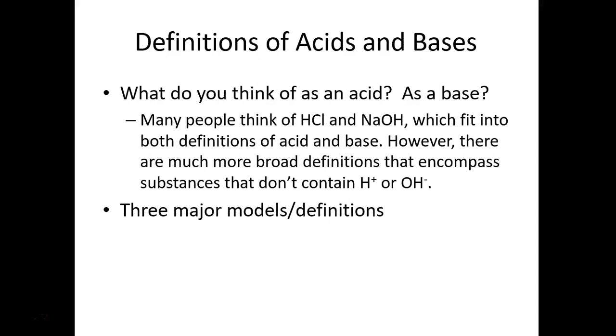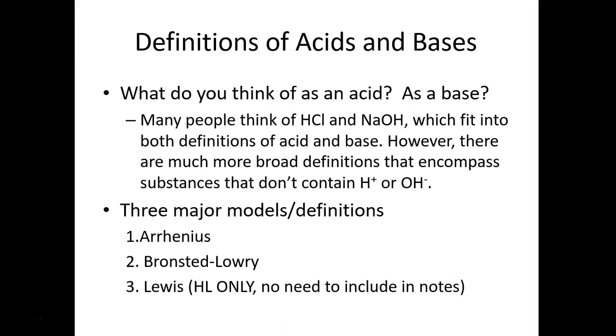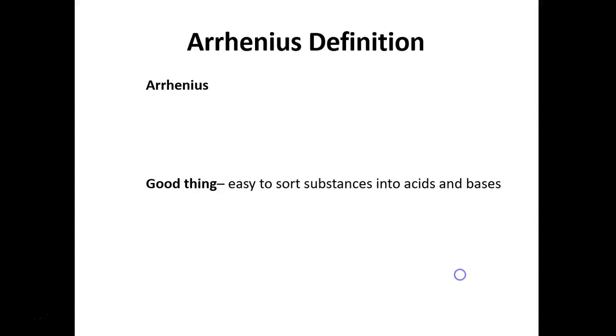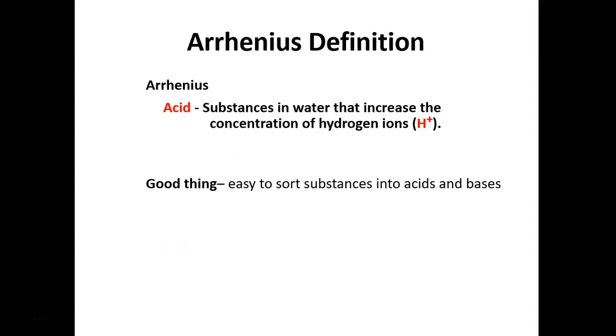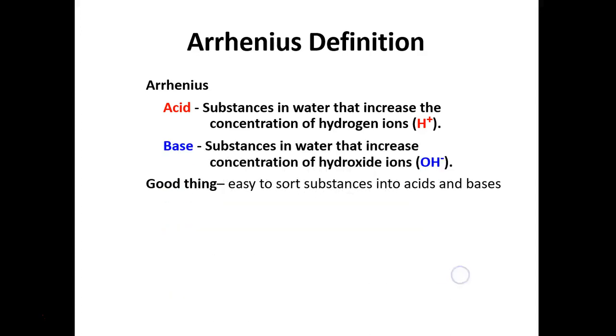Now there are three major definitions, two of which you're responsible for. One is the Arrhenius model, the second is the Bronsted-Lowry model, and the third, which you are not required to know for SL, is the Lewis theory of acids and bases. So let's start with Arrhenius. An Arrhenius acid is any substance that, when put into water, will increase the concentration of hydrogen ions. And bases are substances in water that increase the concentration of hydroxide ions. Nothing really new to learn there.